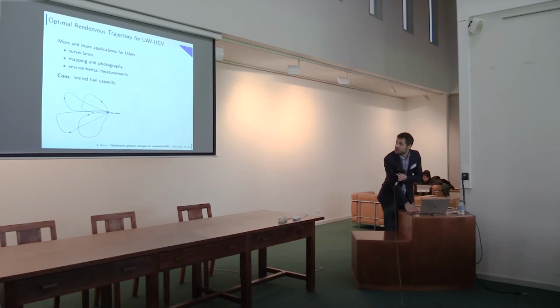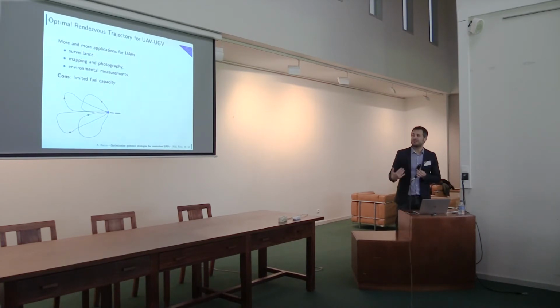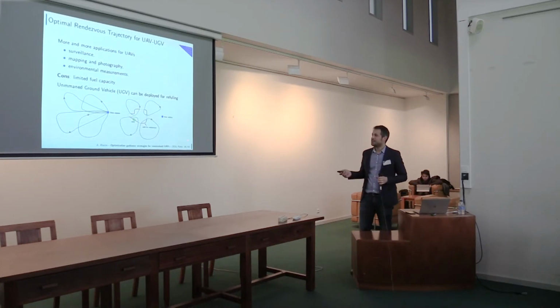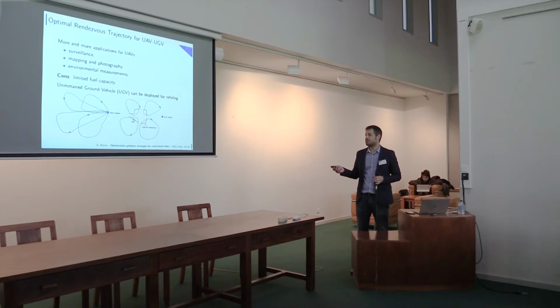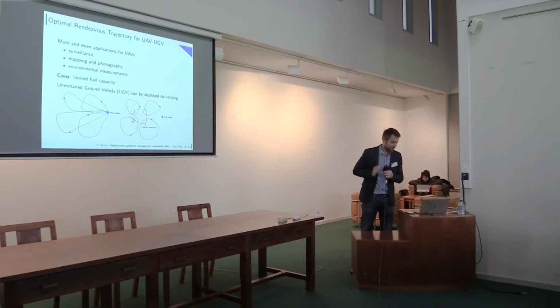What can we do more? So a fixed wing UAV has limited fuel capacity, okay? So if we think about a surveillance mission scenario in which we have multiple UAVs, what the UAV has to do is, after a while, go back to the base station, charge, and so on. So one solution can be to use a UGV, okay, that can be employed for refueling. So here we need some rendezvous strategy between the UAV and the UGV.